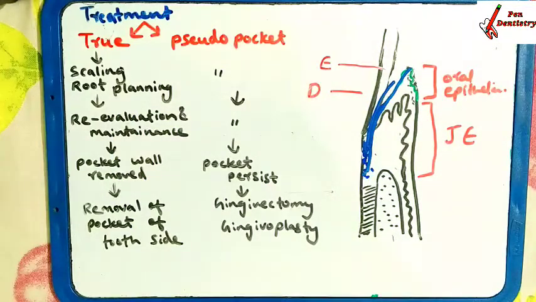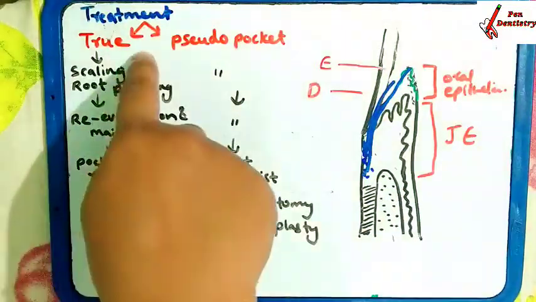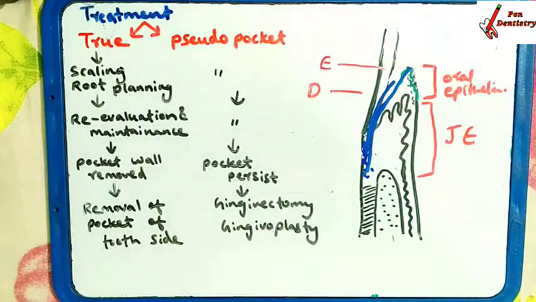Treatment of the periodontal pocket will be seen according to true and pseudo, suprabony, and infrabony; under these three main headings we are going to see the treatment. First is true and pseudo pocket. A true pocket is when the pocket is 2 mm. Pseudo pockets are when the pocket has reached above 5 mm. At that time those pockets are known as pseudo pockets.